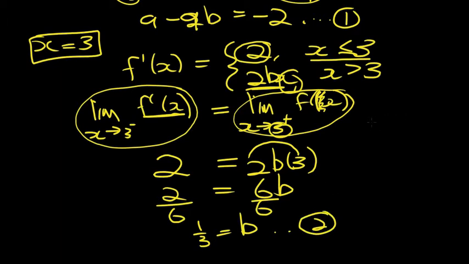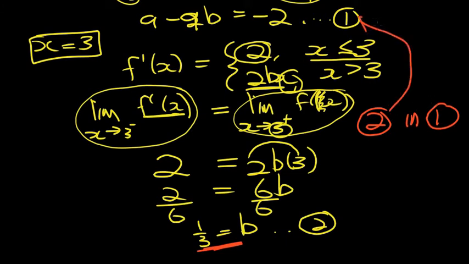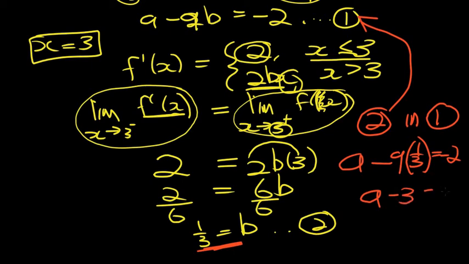So all we do now is put the second equation into the first. The value of b is equal to 1 over 3, so we substitute that into the first equation: a minus 9 times 1 over 3 is equal to negative 2. So you have a minus 3 is equal to negative 2, so a is equal to negative 2 plus 3, so a is equal to 1. Now you've solved a and b.